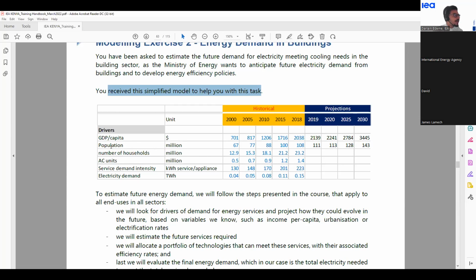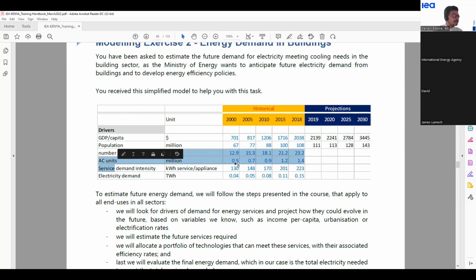Then you have other drivers like the number of households in million. You have the number of AC units, with historical data for the last two decades. You have the service demand intensity, which is the kilowatt hour per service, per appliance. And you have the electricity demand in terawatt hour for the entire country.